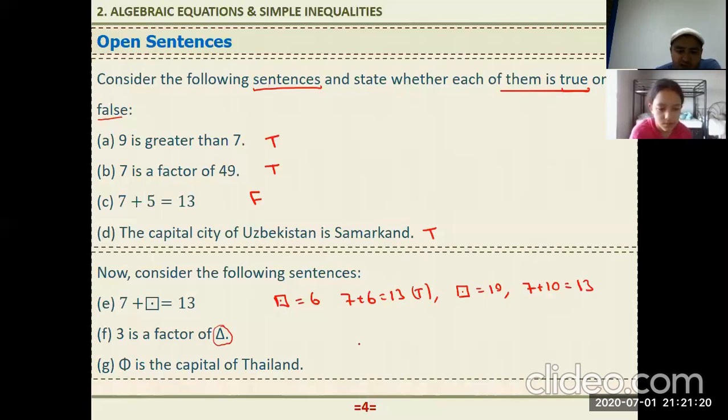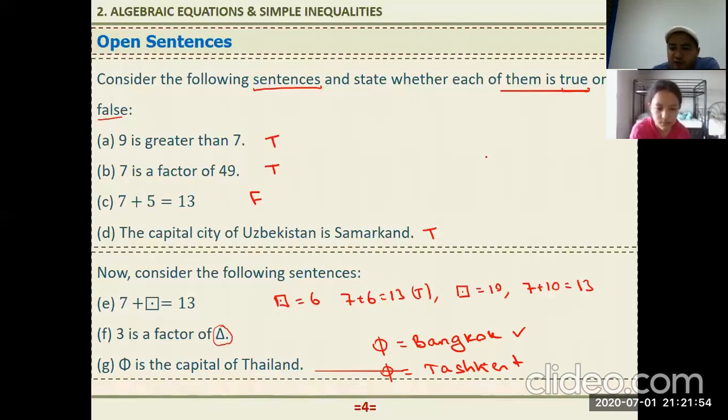For example, if I write here for this pie, Bangkok. What is Bangkok? Bangkok is the capital of Thailand. That is true. How about instead of this pie, if I write here Tashkent? That would be false, right? As you see here, to be true or false for this sentence totally depends on the value of this unknown. Okay, so that is one example for equation.